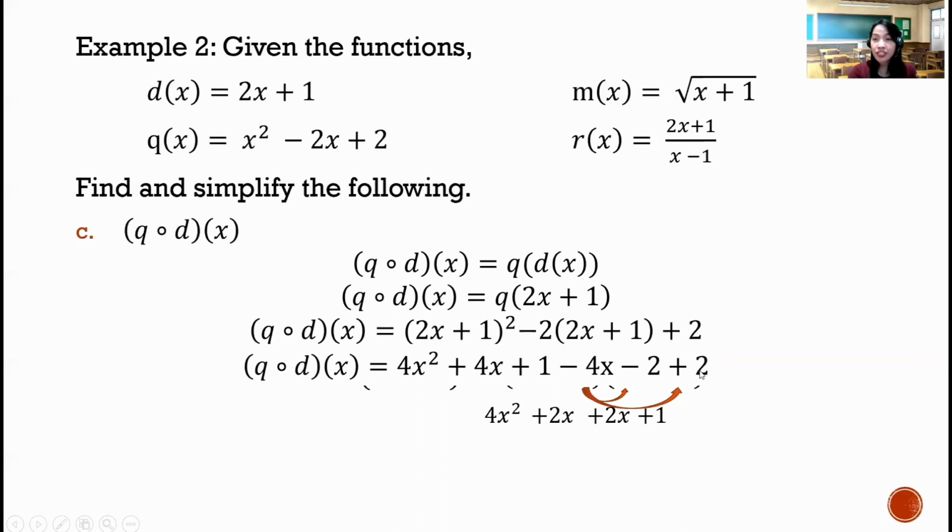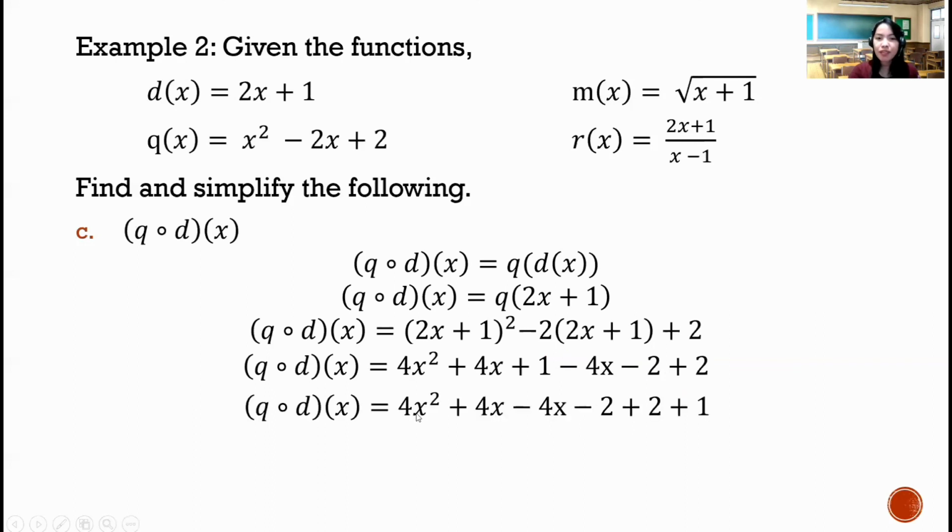So, you're going to rearrange the terms para mas madali. Rearrange the terms according to their degrees and simplify or add like terms. So that is 4x squared, and 4x and 4x, may dalawang 4x, so ipagtatabi mo, but again, do not forget the sign. And then the constants are negative 2 plus 2, and then plus 1.